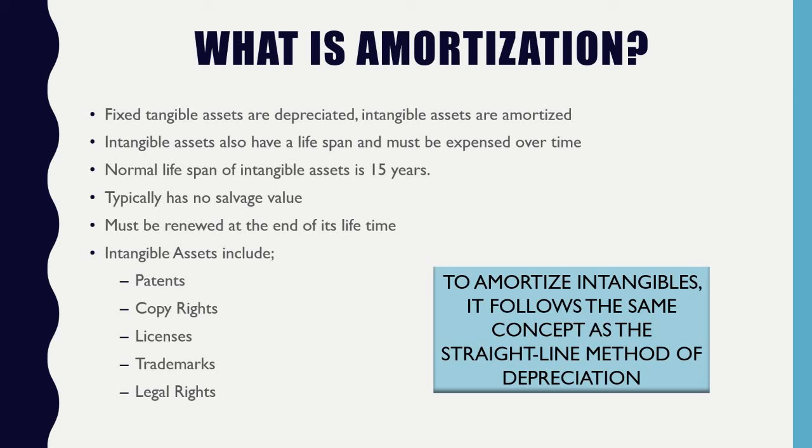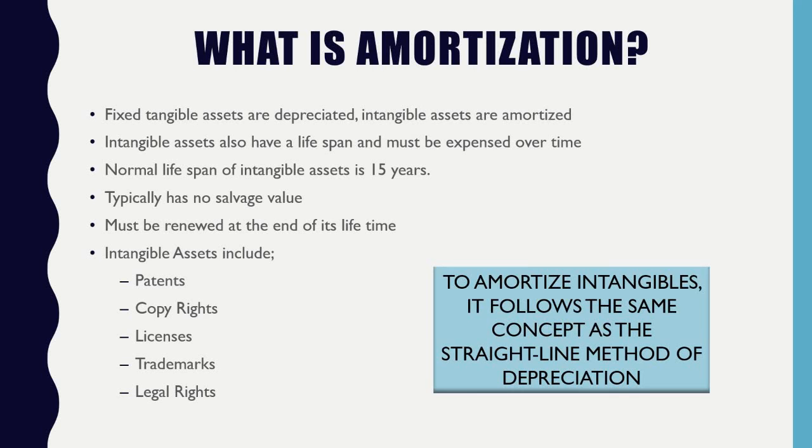But then again, we're going to follow the same rules to spread its cost evenly amongst the asset's life, by using straight line. So remember, depreciation, amortization, depletion, they all have the same concept. They just have different terminologies for each type of asset. So once again, fixed assets are depreciation, intangible assets are amortization, land is depletion.